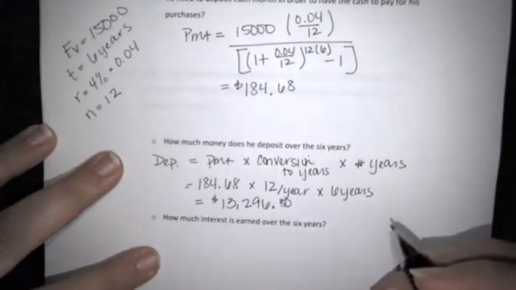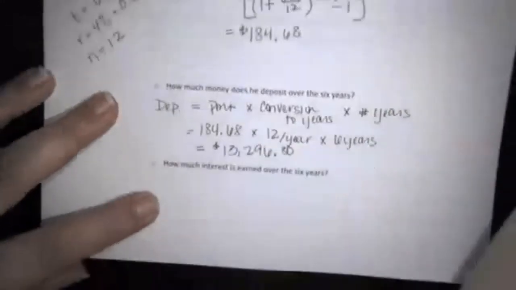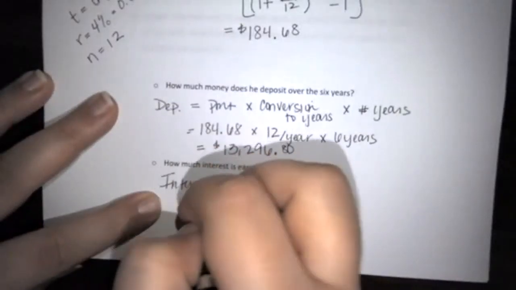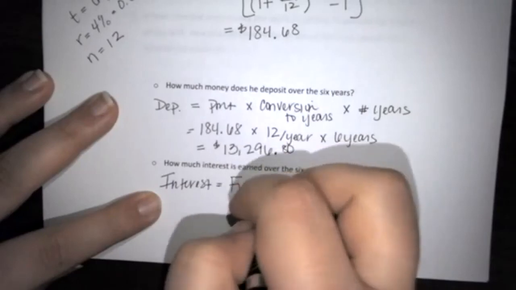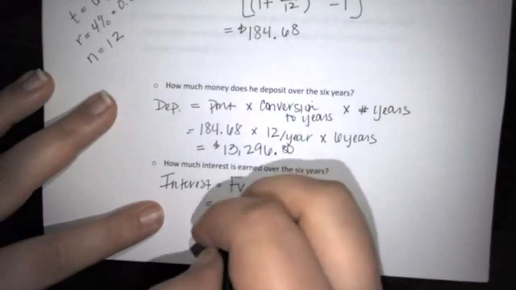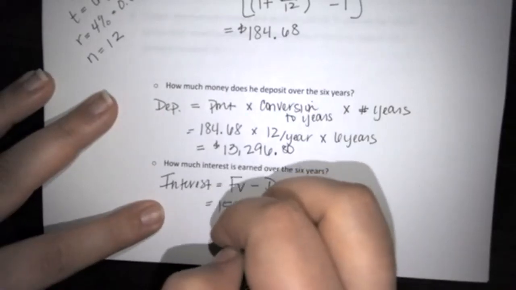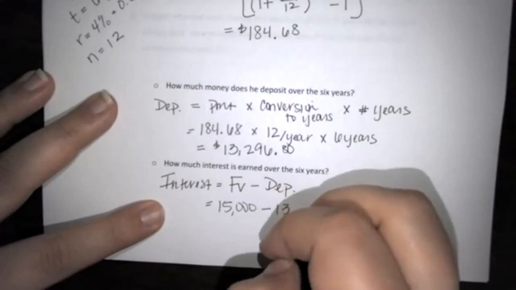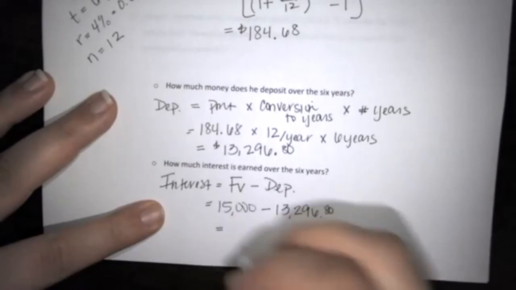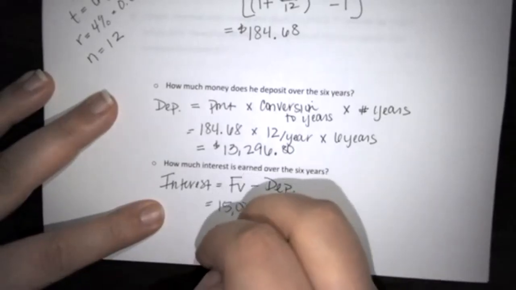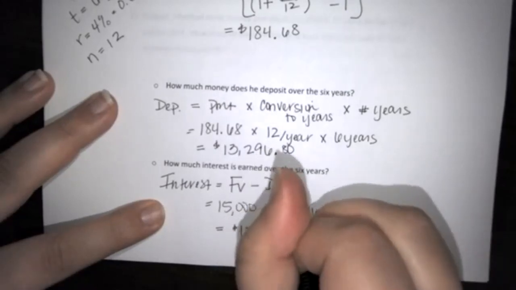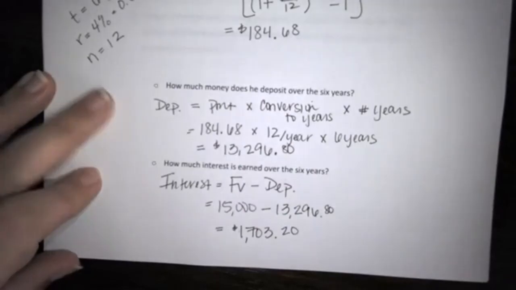So again, how much interest is earned is going to be calculated the same way. So your interest is going to be that future value minus your deposited value. So this is going to be 15,000 minus 13,296.80. It's going to give me a total interest of $1,703.20. Okay.